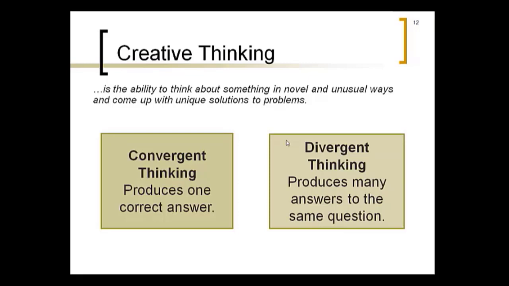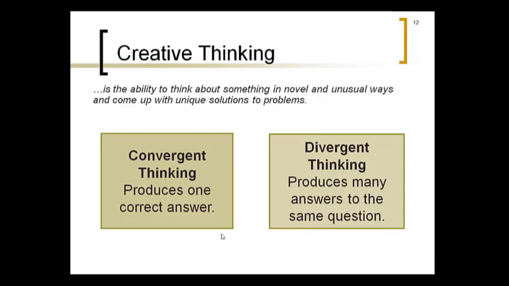Not that we're comparing the correctness to a key, like you're supposed to have the exact same answer I have, but maybe the best way to judge this is, does it work? In a real-world situation, does it work? And there may be several different potential solutions to a real-world problem. On the other hand, convergent thinking produces one correct answer. So we're going from divergent thinking that produces several answers to convergent thinking, there's one particular answer.